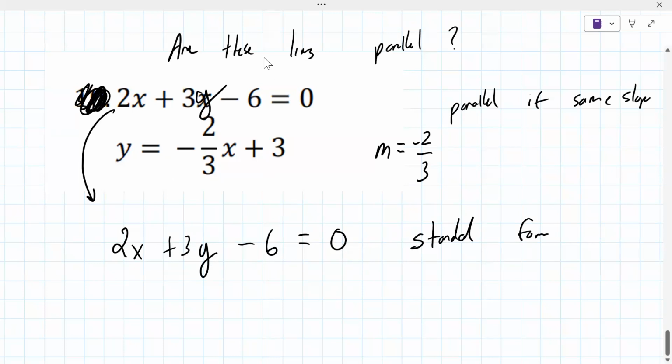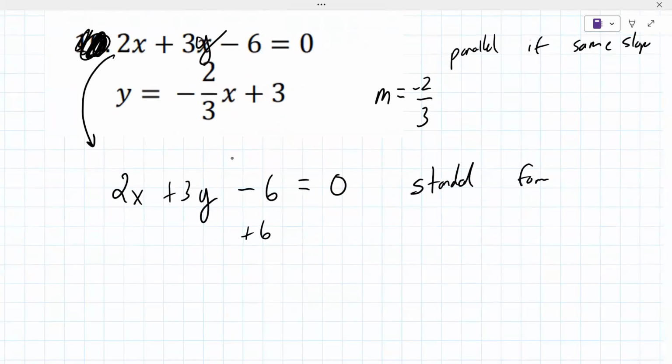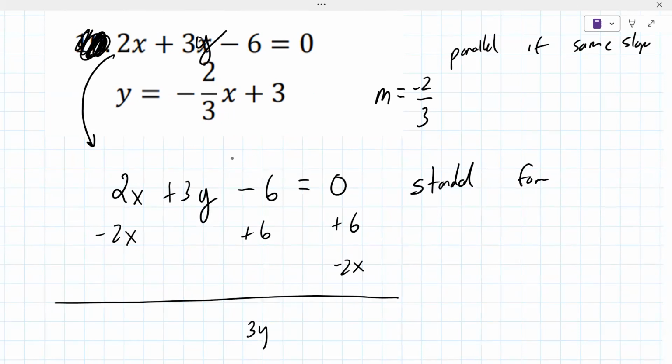by solving for y. And the reason you would do that is to get the slope. Right. So let's do that here. Let's add 6 to both sides. Let's subtract 2x from both sides. So we have 3y on the left equals minus 2x plus 6.